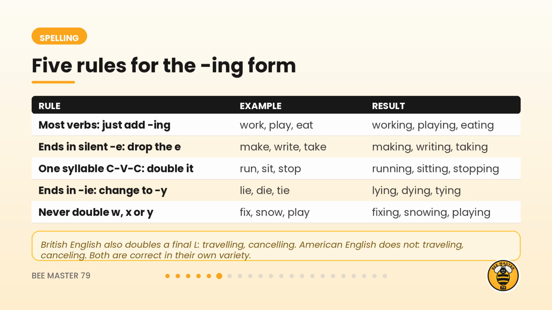4. If the verb ends ie, change it to y. Lie becomes lying. Die becomes dying. 5. Never double w, x or y. Fix becomes fixing. Play becomes playing. And 1 difference worth knowing. British English doubles a final L, travelling. American English does not, traveling. Both are correct inside their own variety.